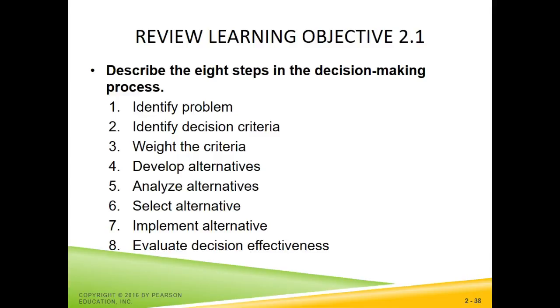So, in review of the first learning objective, describing the 8 steps in the decision-making process, remember that a decision is a choice. The decision-making process consists of 8 steps. First, you're going to identify the problem. Second, you're going to identify decision criteria. Third, you're going to weight the criteria. Fourth, you're going to develop alternatives. Fifth, you're going to analyze those alternatives. Sixth, you're going to select an alternative. Seventh, you're going to implement the alternative. And eighth, you're going to evaluate the decision's effectiveness. There's always an evaluation. You don't just want to implement and close your eyes and bet it's going to work.